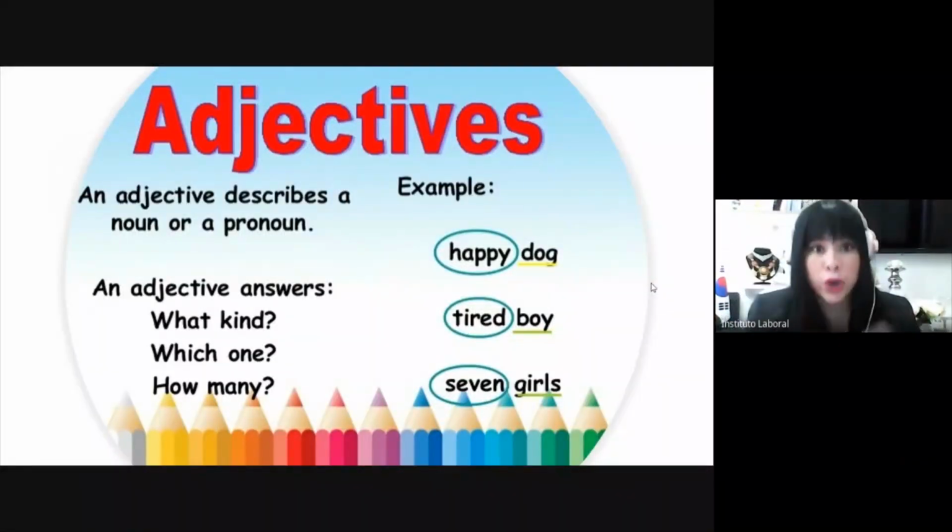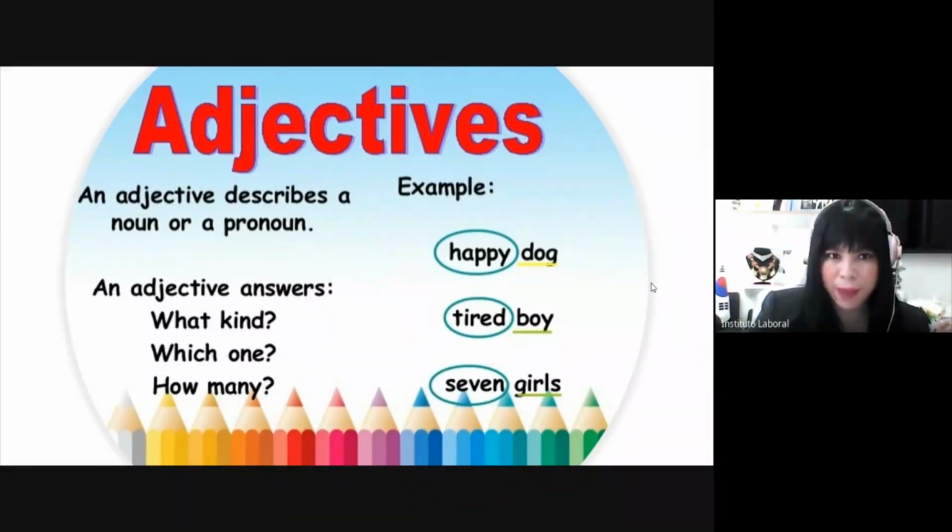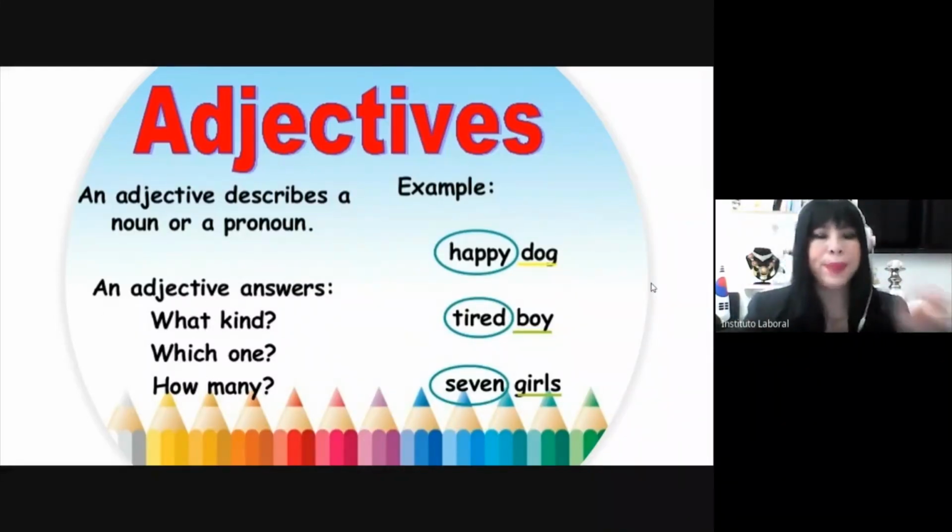An adjective is a word that describes a noun or a pronoun. For example, happy dog. We are telling one quality or how the dog feels. We are saying the dog is happy. So we are using the word happy, that is an adjective, to describe the dog. An adjective answers the following questions: what kind, which one, and how many? Because adjectives can be colors, numbers, words, and many things.